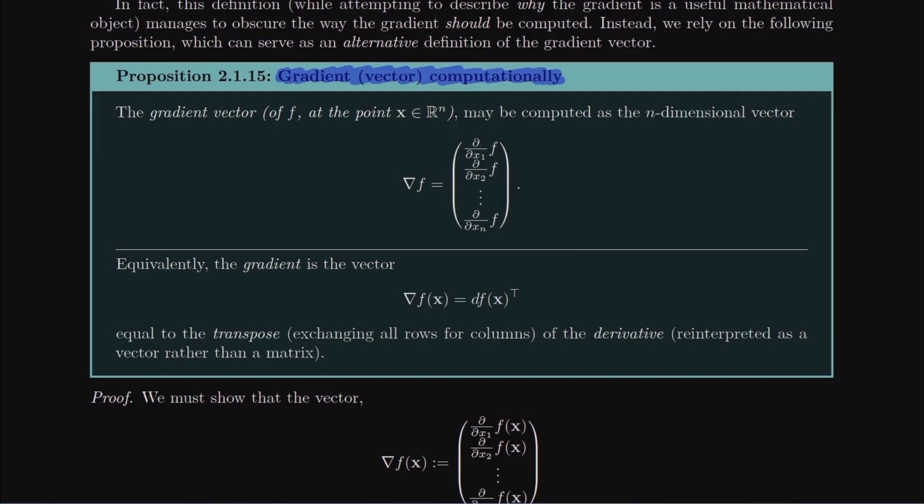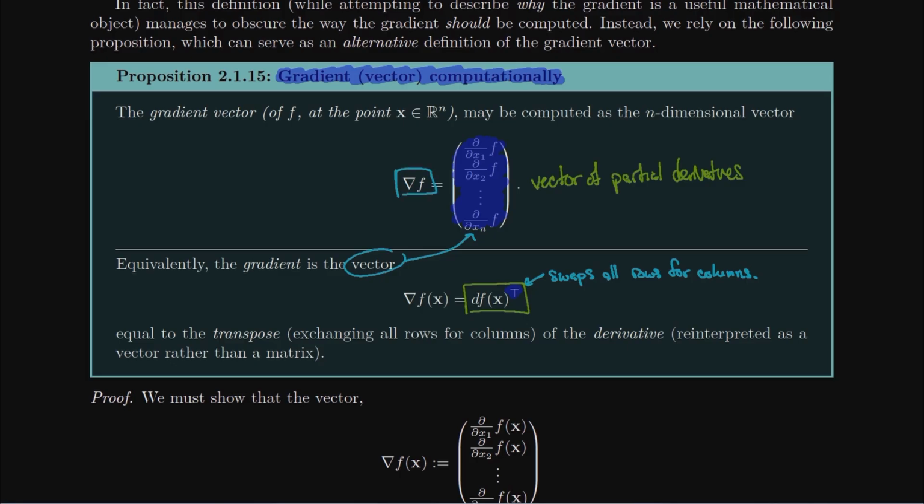And the way you compute it is you just have the vector of partial derivatives. It's nothing more complicated than the vector of partial derivatives. Or if you recall that the total derivative is a row matrix, if you use this operation, which is called the transpose, and I've mentioned it a couple times before, this swaps all rows for columns. Well, if you start with a row matrix and you swap a row for a column, you're now getting a column matrix. If you interpret the column matrix as a vector, you exactly get the gradient vector.